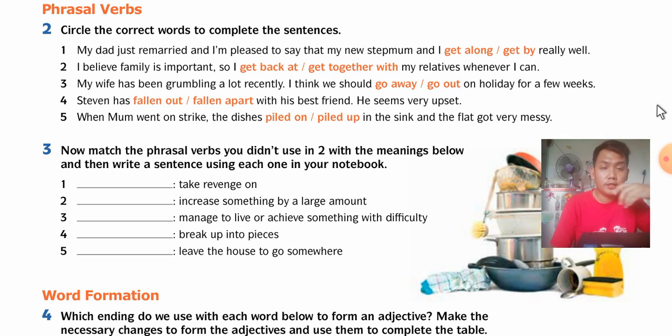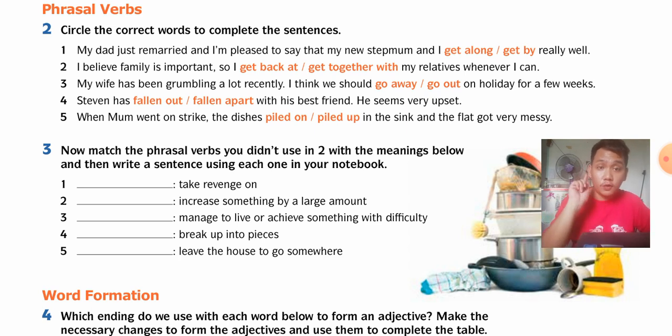Alright, so the answer for the first word, get by. Okay, 1, 2, 3, 4, 5. Get by is actually in number 3. Get by: manage to live or achieve something with difficulty. It means like the obstacle is there and you manage to pass through it. Alright, so that is what it means by get by.